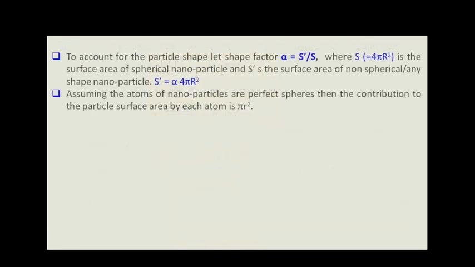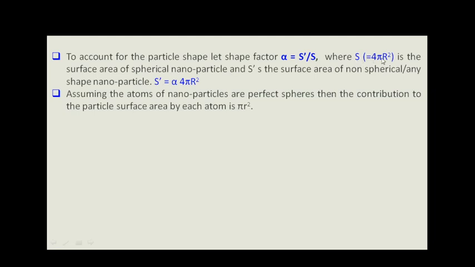Okay, so let us introduce. Now we have reached the cohesive energy of the bulk as well as the cohesive energy of a particle. Now let us introduce the factor about the shape, or the understanding of the shape. In general, wherever the discussion is going on for any shape, the easiest geometry would be the spherical. So here also we will introduce the same idea: the shape factor is alpha, which is the ratio of S dash upon S, where S dash is for a non-spherical one and S is for a spherical one.